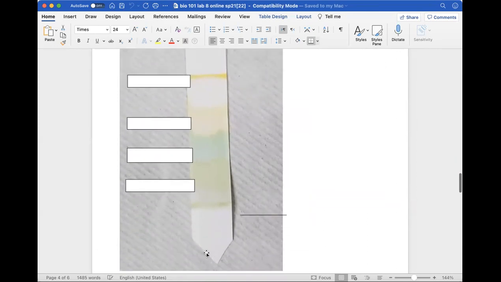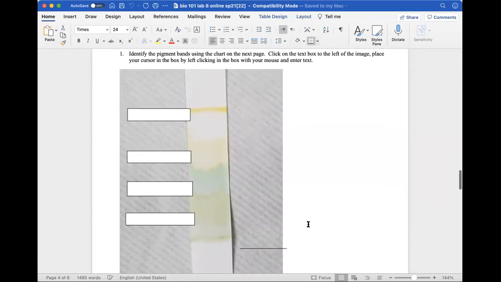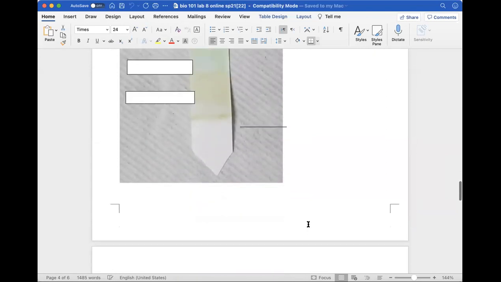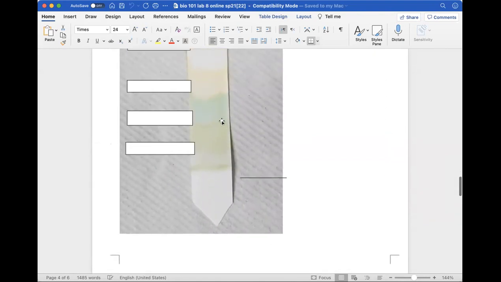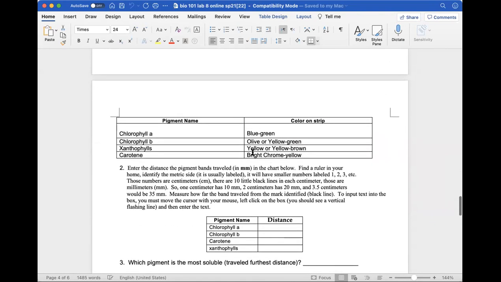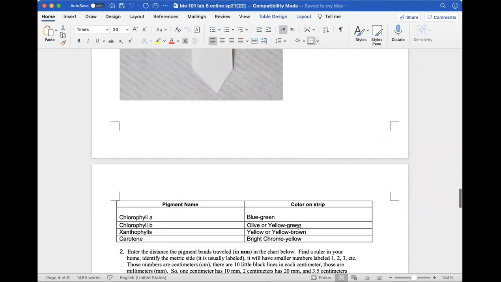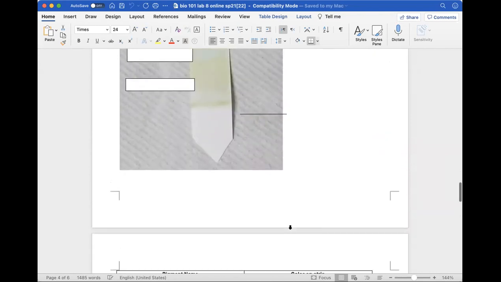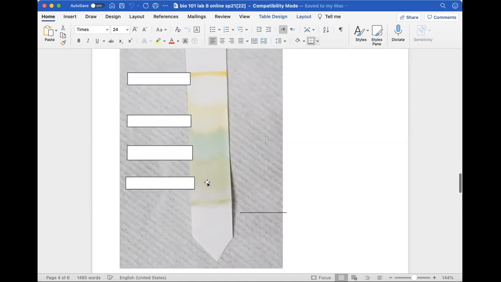This is the bottom of the paper that is pointed, and the top of the paper is at the top. The smaller, more soluble pigments travel up the paper faster, and the larger pigments will stay at the bottom. So using these colors, you can identify the pigment name and the color on the strip. So the blue-yellow color would be this color. There's a bright chrome yellow way at the top. And then we have an olive or yellow-green color and a yellow or a yellow-brown color. So here's the yellow-brown color. And here, right, is the olive yellow-brown color.